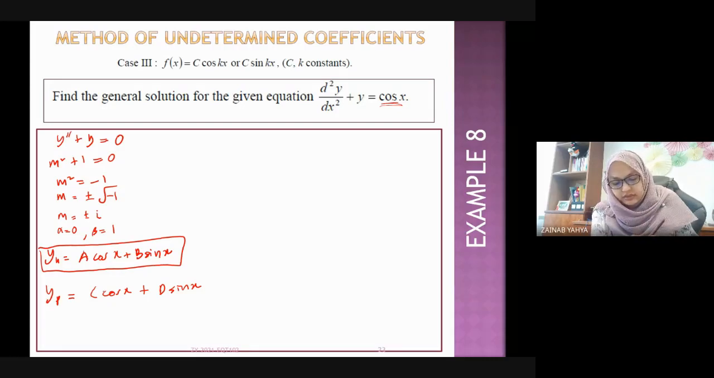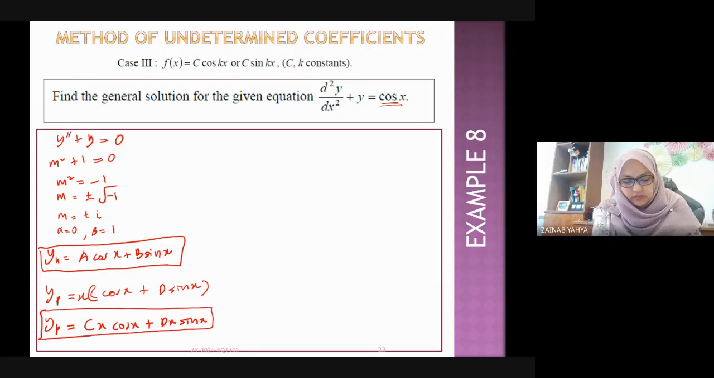So I just put x here, or I can just do it like this. Multiply by x. So now it's different, it's a different thing. So we multiply by x. This is our yp, so it's a different thing from the homogeneous solution.